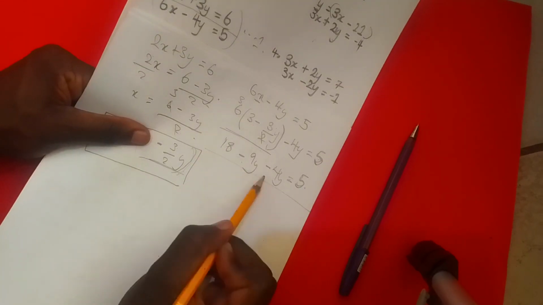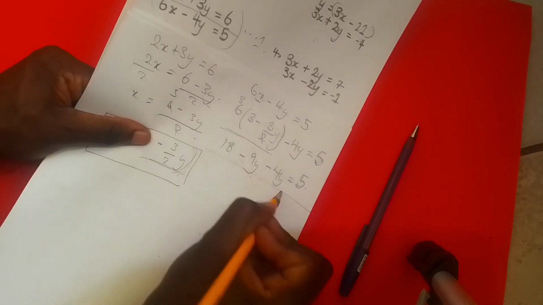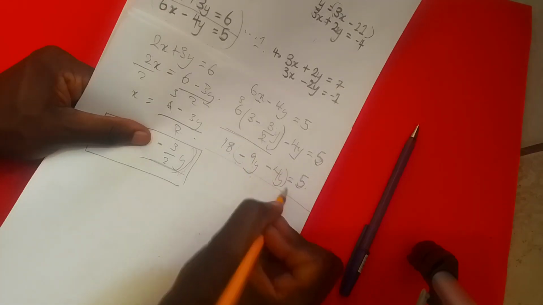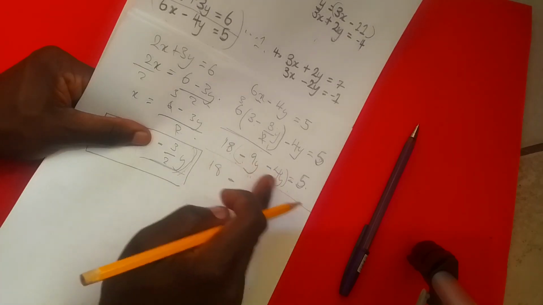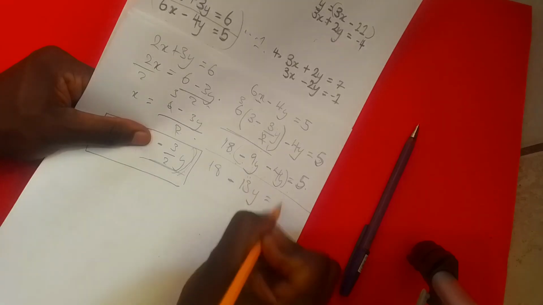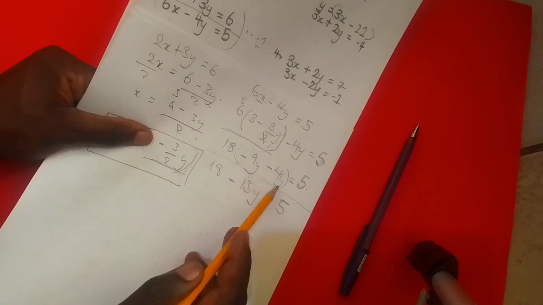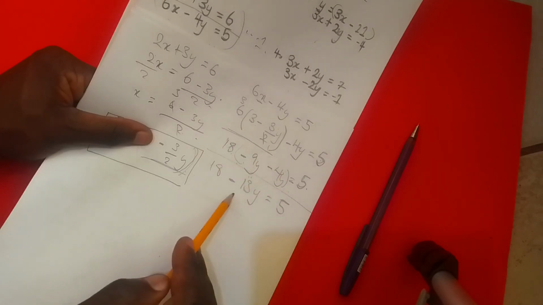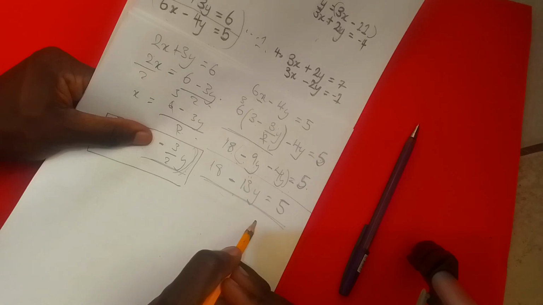Negative 9y minus negative... okay, sorry. It's 18 minus 9y minus 4y. So I want you to concentrate on this part for the moment. Negative 9y minus 4y is equal to negative 13. So we are now left with this simple linear equation, right?